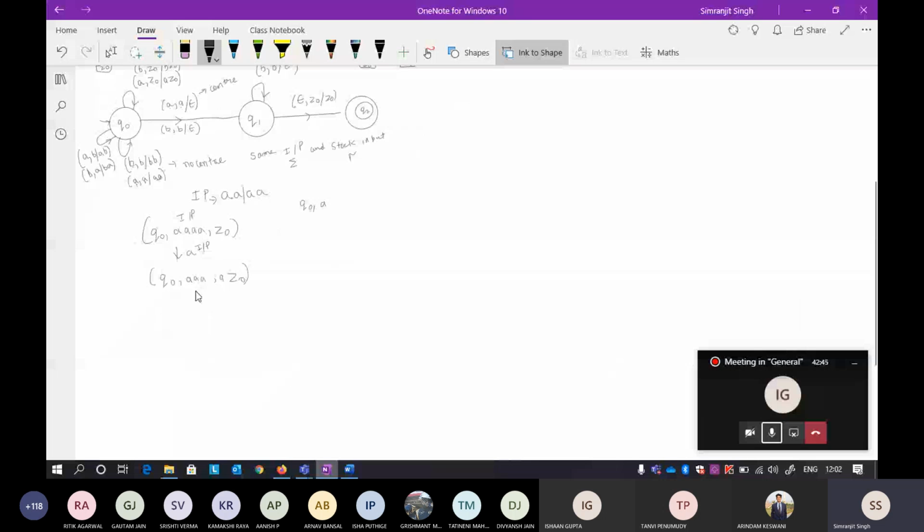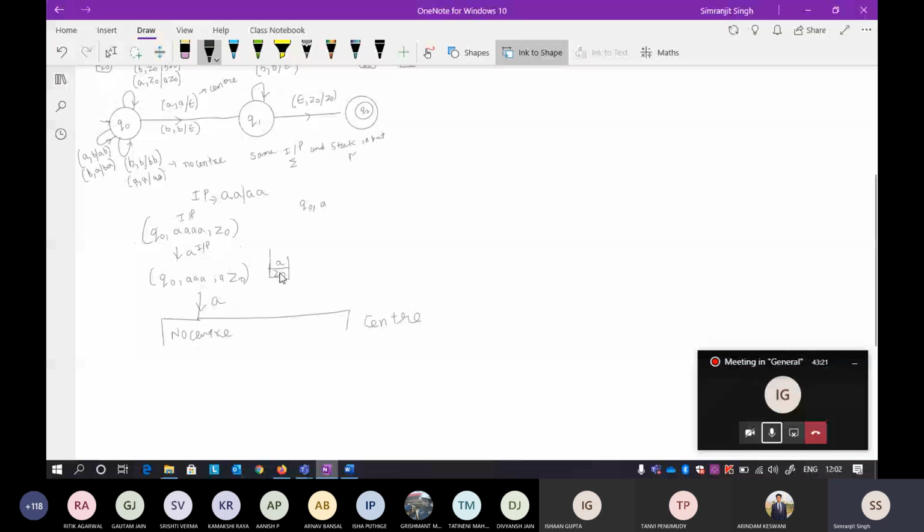Now the input is again A. There are two possibilities. One possibility is that it does not reach the center. Another possibility is that it has reached the center. So if there is an A at the top of the stack, then for this particular context the stack will become Z naught with the A we have pushed on top of it.